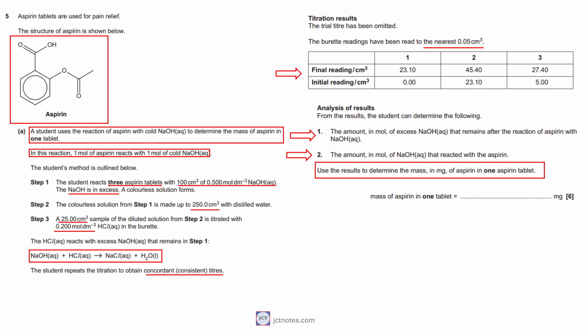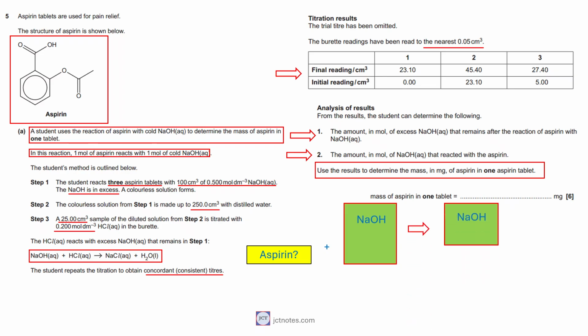We are given an unknown mass of aspirin. To find it, we react the aspirin with a known amount of sodium hydroxide that is added in excess. This ensures that all of the aspirin reacts completely, leaving some sodium hydroxide unreacted. We then determine how much sodium hydroxide is left by titrating it with hydrochloric acid.